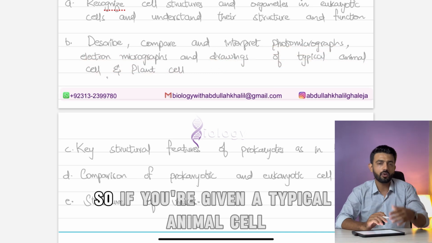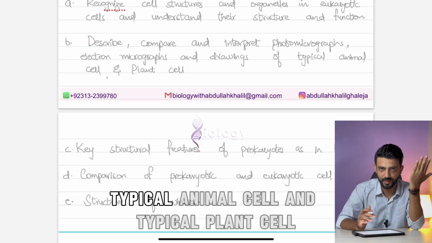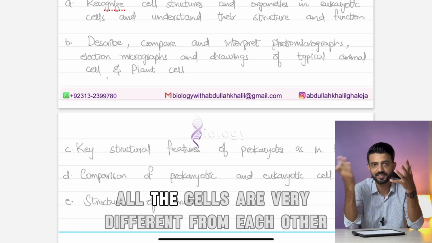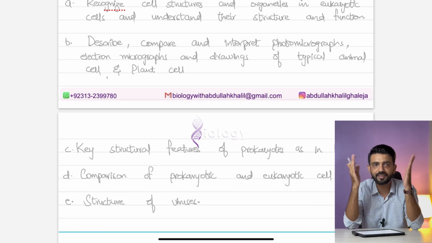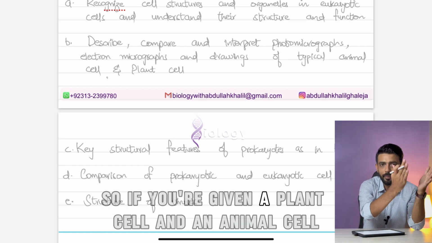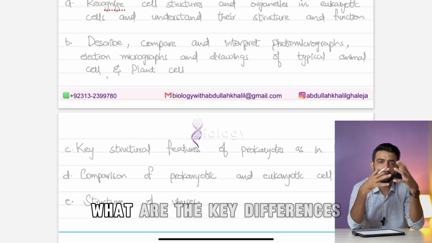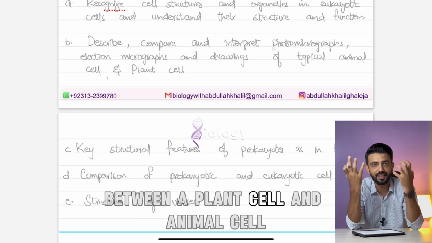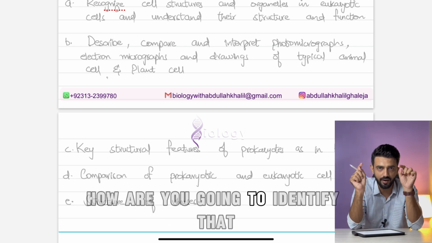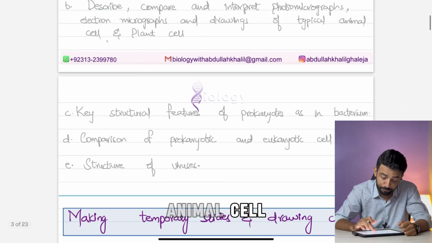So if you're given a typical animal cell, obviously there is no such thing as a typical animal cell and typical plant cell. All the cells are very different from each other, but the generalized cell that we study in our book. So if you're given a plant cell and an animal cell, how are you going to compare them? What are the key differences between a plant cell and animal cell? How are you going to identify that? And what are the similarities between plant cell and animal cell?